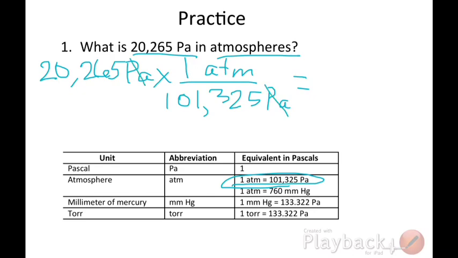And then for this one, we're going to have to divide. The number that we're starting with is less than the number that we're going to divide by, so we know that our answer should be less than 1. And our answer is 0.2. And units are atmospheres.